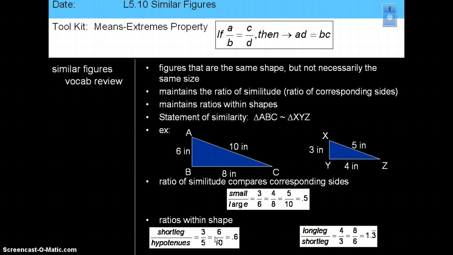We can look at the comparison of the long leg to the short leg. If we look at long leg to short leg, we're comparing in the smaller triangle 4 to 3. And then we are comparing in the larger triangle 8 to 6. And both of these ratios or fractions come out to be the same as well. They both represent 1 1/3 or 1.3 repeating.